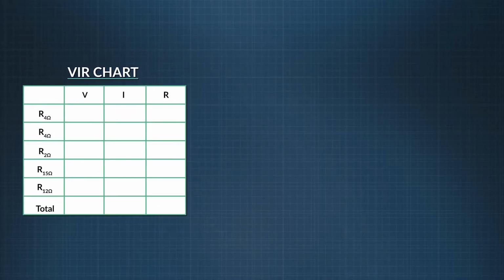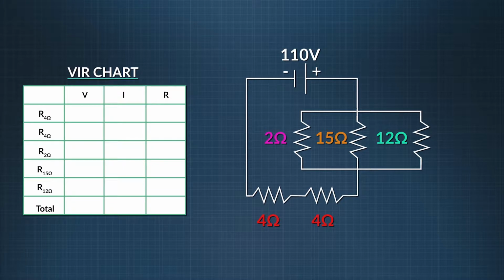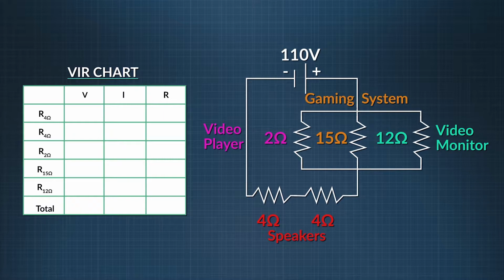Let's figure out a sample complex circuit. This is a general example. Let's find the current through and voltage across each resistor. We have our speakers, a video monitor, a video player, and a gaming system in this diagram. Let's fill in what we know. We can put all of our resistors' values in the right-hand column. We know that our power source is 110 volts, so we can fill that in for the total voltage of the circuit at the bottom of the second column.